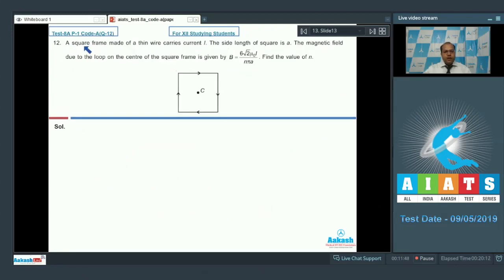In question number 12, a square frame made of a thin wire carries current I. The side length of the square is A. The magnetic field due to the loop at the center of the square frame is given by this expression. Find the value of N.